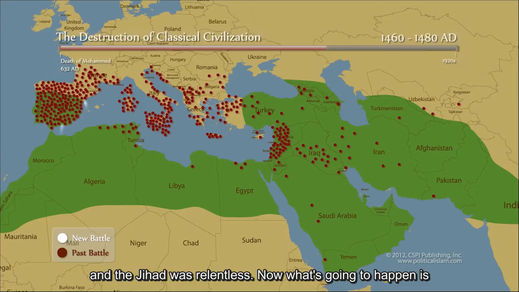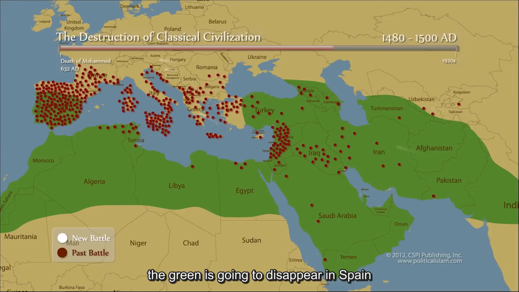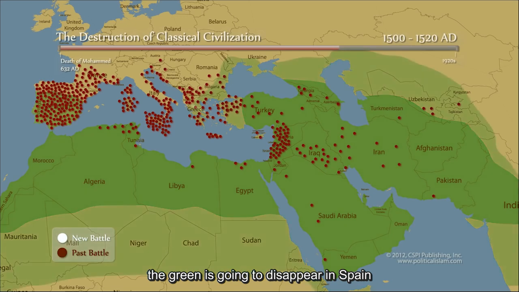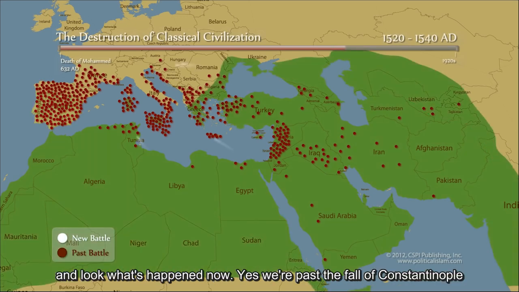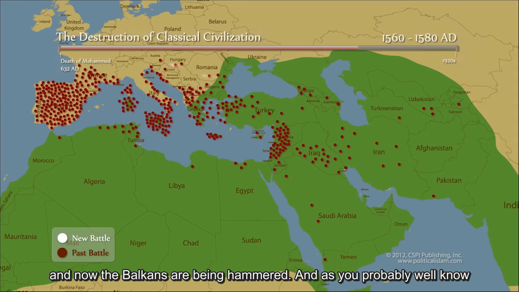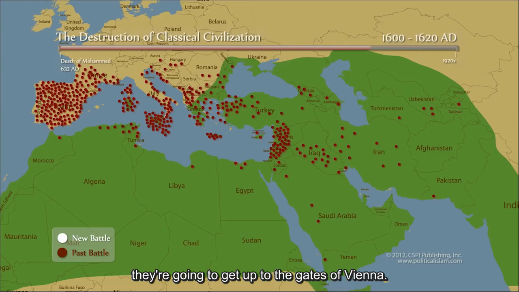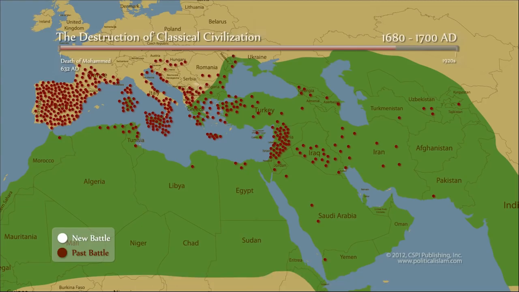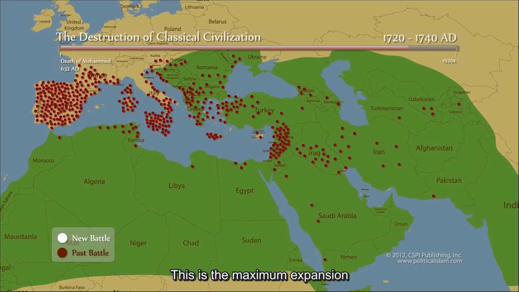Now what's going to happen is, the green is going to disappear in Spain. And look what's happened now. We're past the fall of Constantinople, and now then the Balkans are being hammered. And as you probably well know, they're going to get up to the gates of Vienna. This is the maximum expansion.